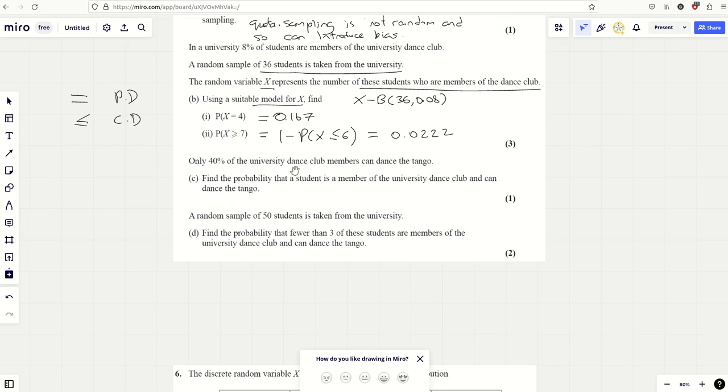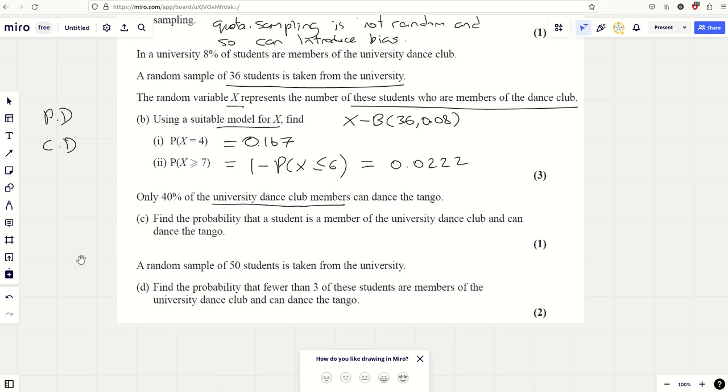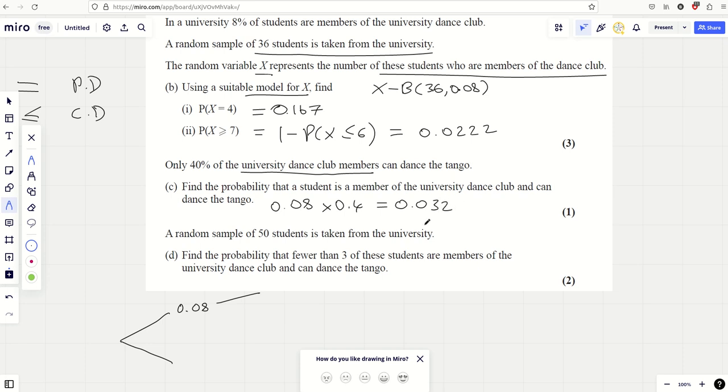Okay, only 40% of the university dance club members can dance the tango. That's interesting. Now, these are people who are in the dance club, yeah? So it's 40% of the 8% of students who are in the university dance club. Find the probability that a student is a member of a university dance club and can dance the tango. Well, think of this as a probability tree. They have to belong to the dance club, it's only members who belong to the dance club who can dance the tango. You need to be 40% of that 8%. So can you see that's going to be a multiplication we need to do? Hopefully you can. So we're going to do 0.4 times 0.08, and that's 0.032. Let me count the number of zeros correctly. Yeah, that looks right to me.